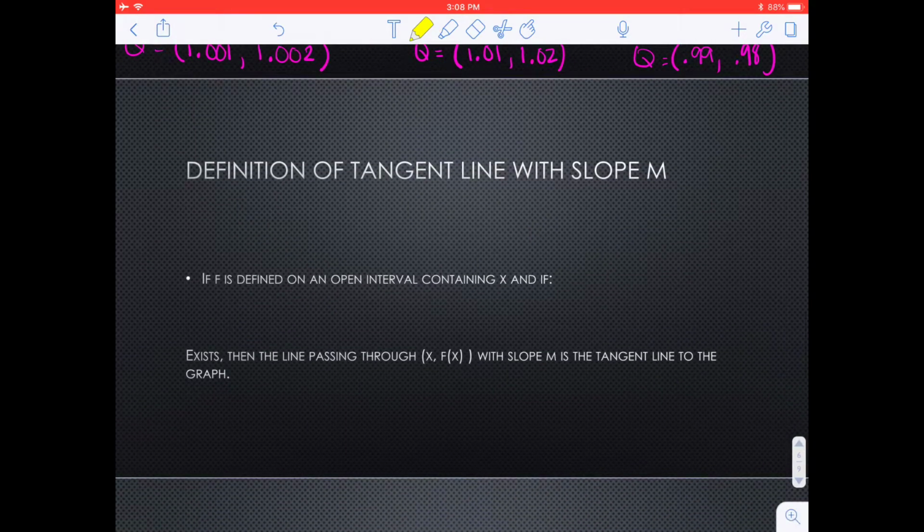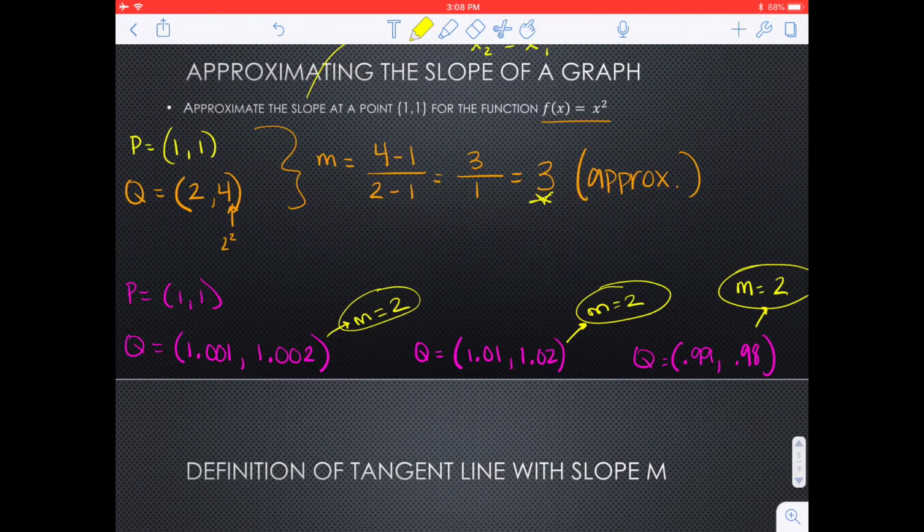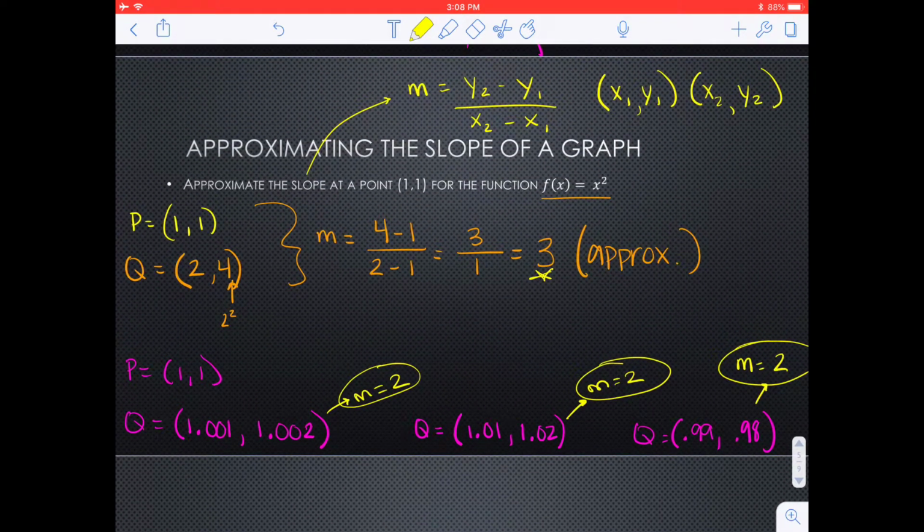So the definition of a tangent line with a slope m. If f is defined on an open interval containing x, and if the limit as delta x approaches 0 of delta y over delta x. Keep in mind that when I think about delta, delta just means the changes. So I'm looking at the changes in y's over the changes in x, which, if you go back to our slope formula, y2 minus y1 over x2 minus x1, is the same thing as saying m is equal to the changes in y's over the changes in x.